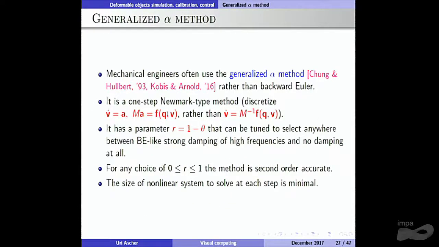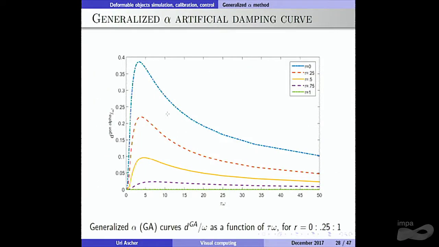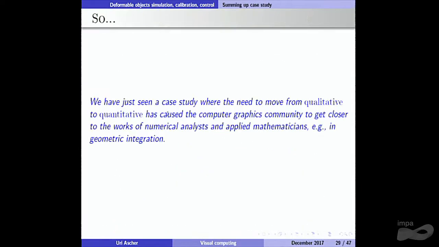And generalized alpha, a method that engineers love for reasons that I still have to understand. You get something similar. Not quite the same, but similar. So the point that I'm trying to make is that there's a movement in that community from qualitative to quantitative. Now I said it. And that brings them closer to mathematicians and numerical analysts. Any questions on this before I move to the other case study?